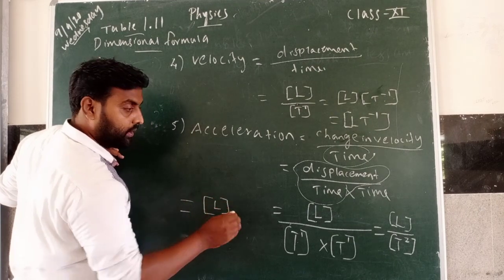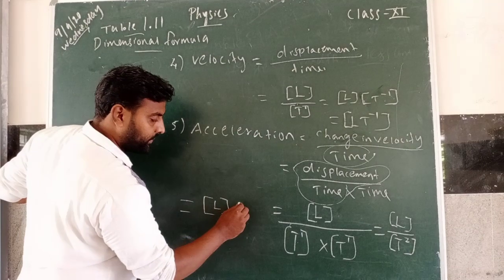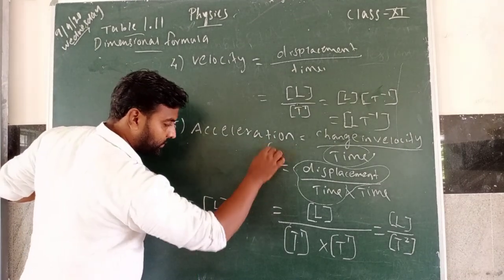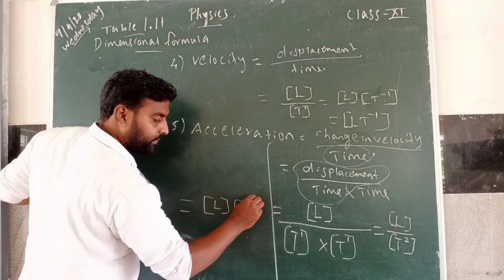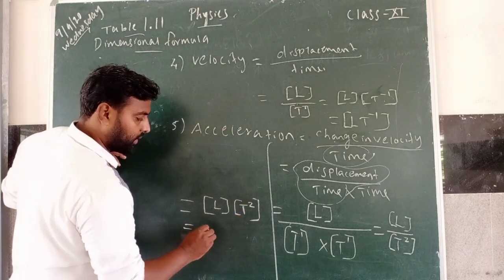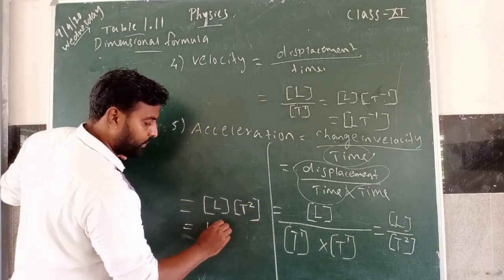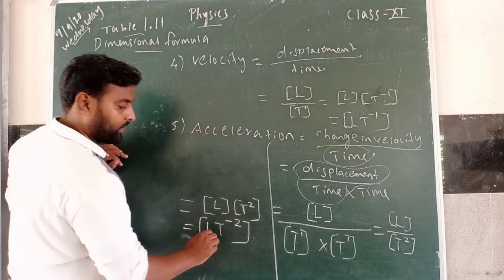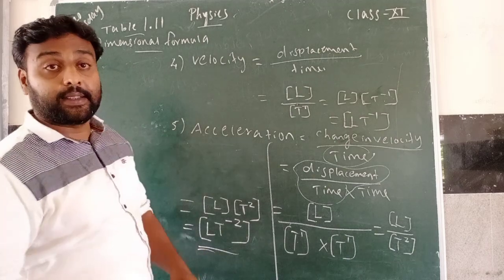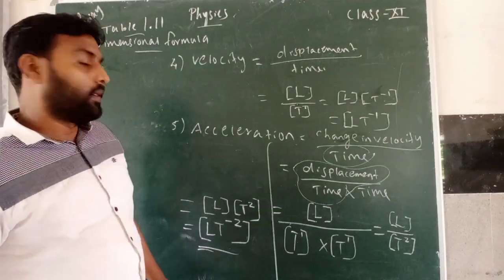L. Take T square outside. T power equal to what? L T power minus 2. This is what? Acceleration dimensional formula. You see?